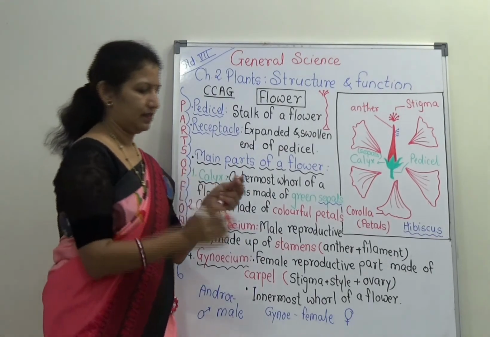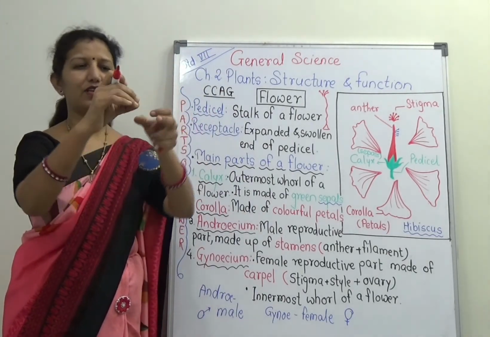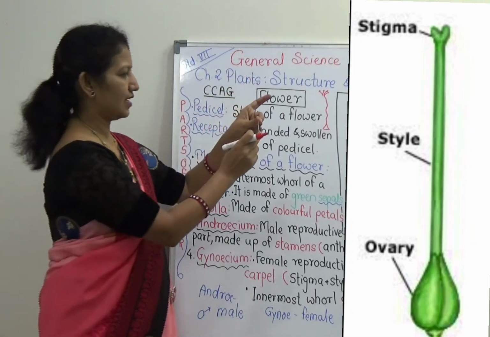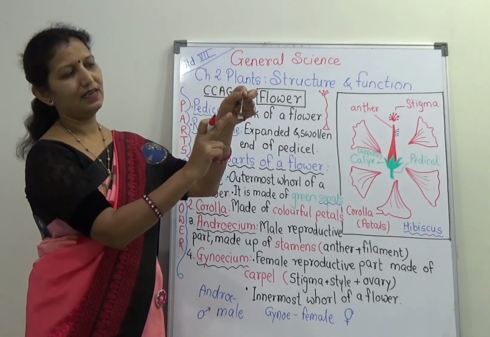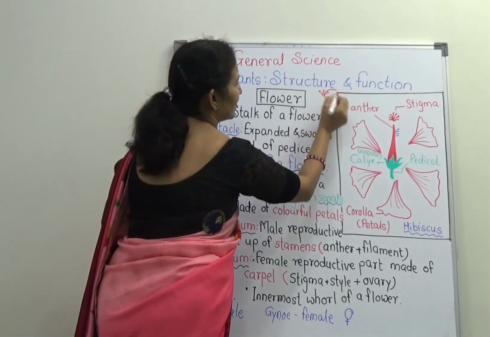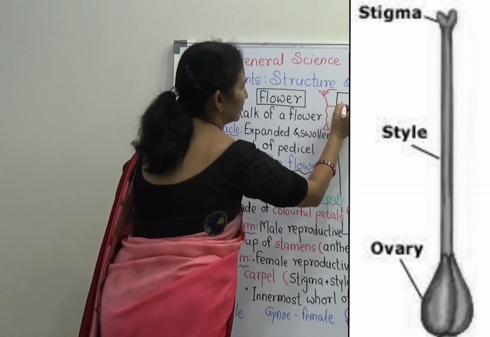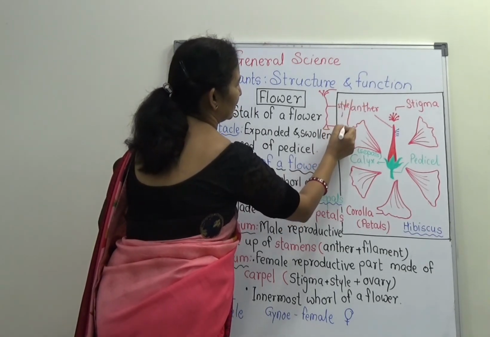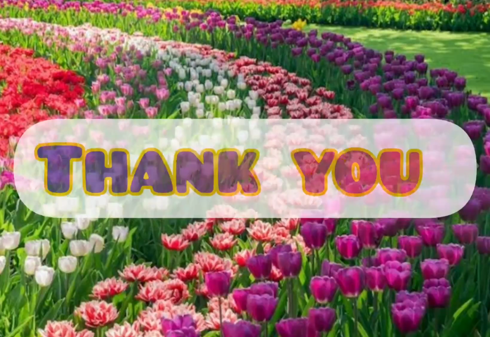See, this is ovary. It is swollen part. It is style and it is stigma. In this way, stigma, style and ovary, they are present here. See, this is stigma, this is style, and this is ovary. In this way, we have dissected the whole flower.